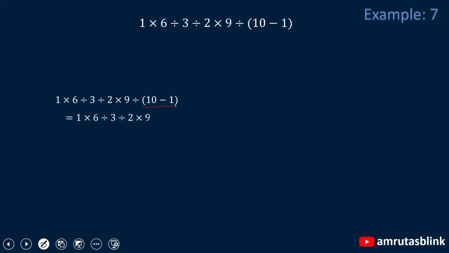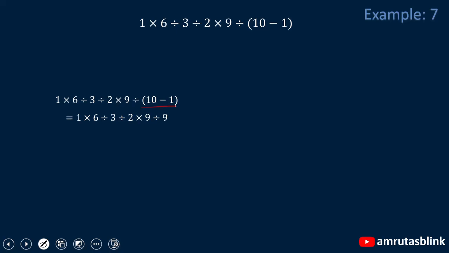We'll move to example number 7. 1 × 6 ÷ 3 ÷ 2 × 9 ÷ (10 − 1), bracket complete. Now we'll just rewrite the expression 1 × 6 ÷ 3 ÷ 2 × 9 ÷ (10 − 1). So first of all we'll simplify this bracket.